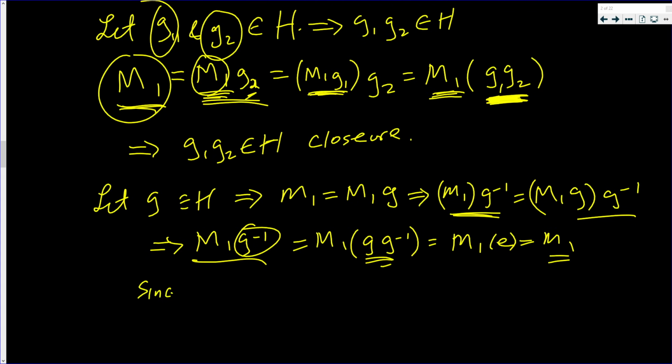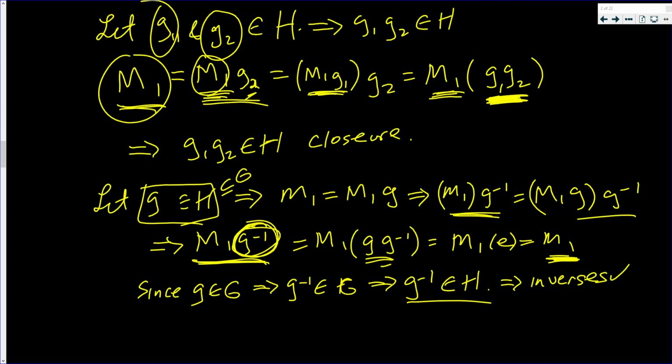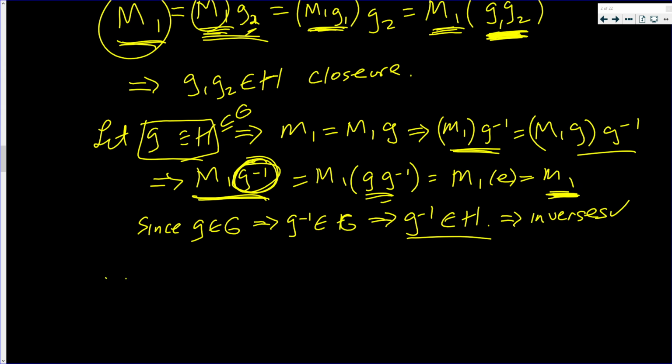Okay, since G is in H and H is a subgroup of G, G is in G, that implies that G inverse is in G. So, since M1 times this element is equal to M1, this element from G, which happens to be G inverse, is in H. So, I started off with G in H, and I ended up with G inverse in H. This implies that we have inverses. Therefore, H is a subgroup of G.